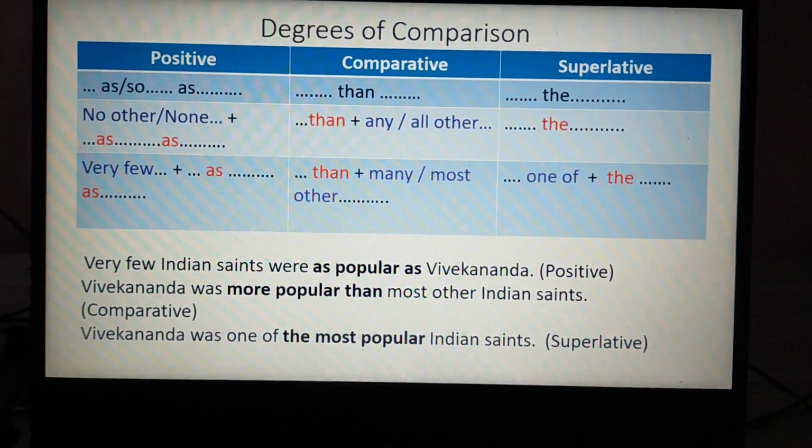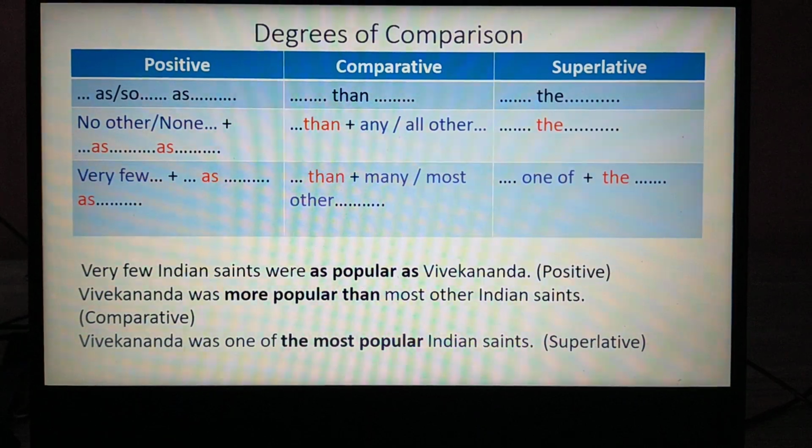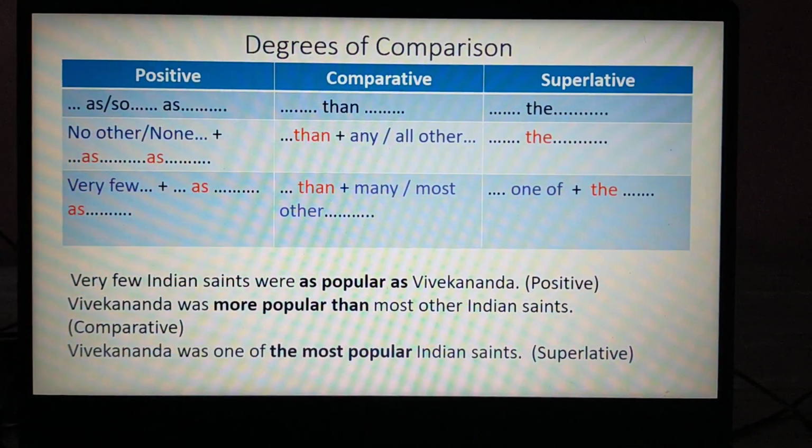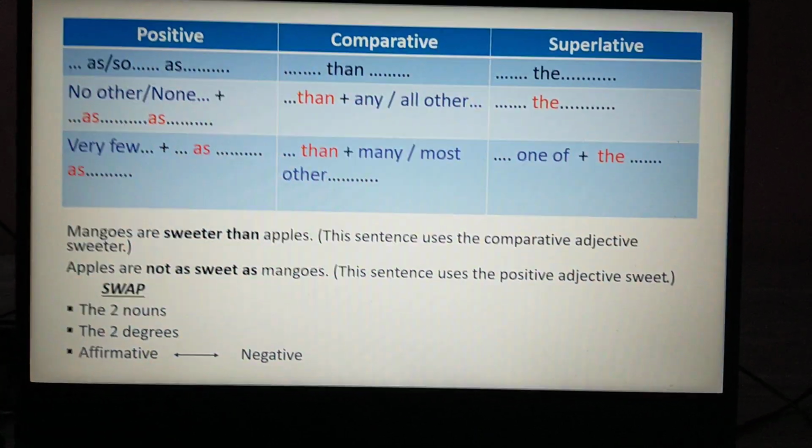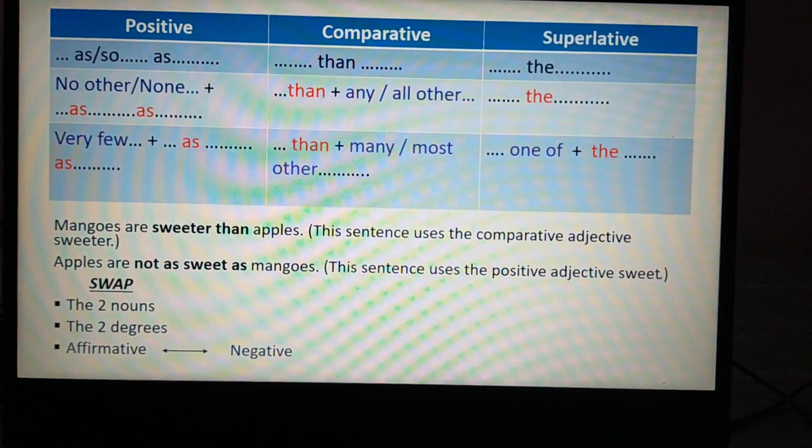Now let's see type 3. There's one more thing I haven't told you about. Now let's see the third one. Now look at this example.